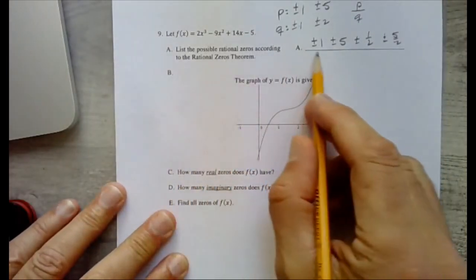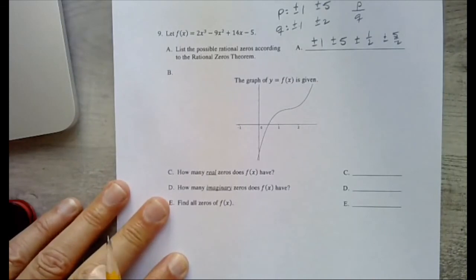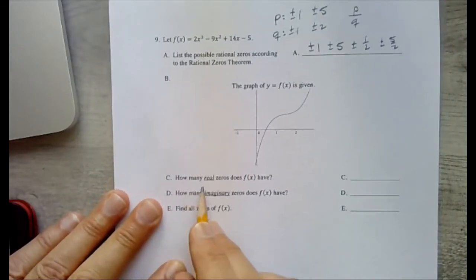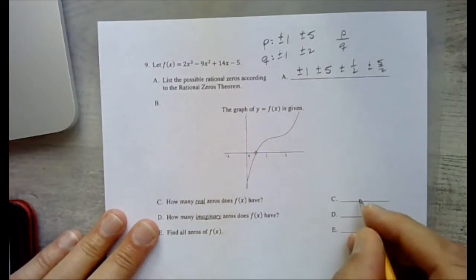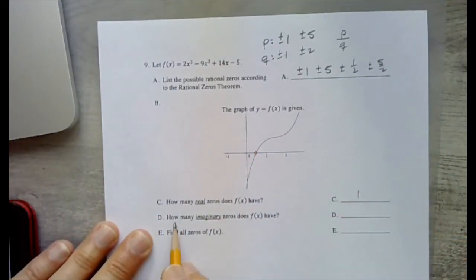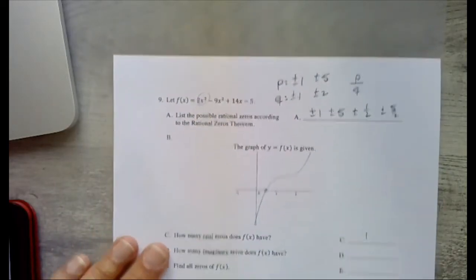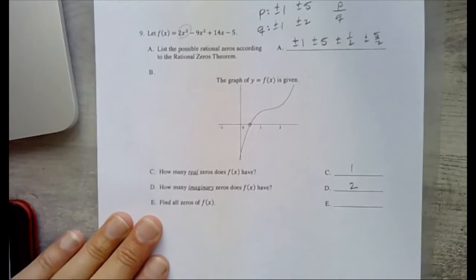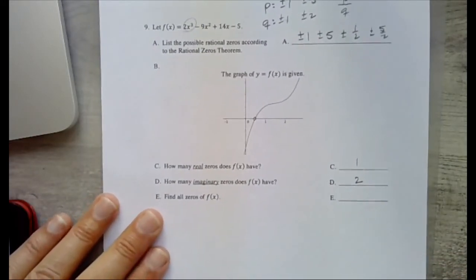Okay, so list the possible rational zeros. These are all zeros that are possible according to the rational zeros theorem. Okay, how many real zeros does the function have? Right, I only see one real zero. Okay, how many zeros will this have altogether? It's going to have 3, which means that the other 2 have to be imaginary. And then I want to find all the zeros.